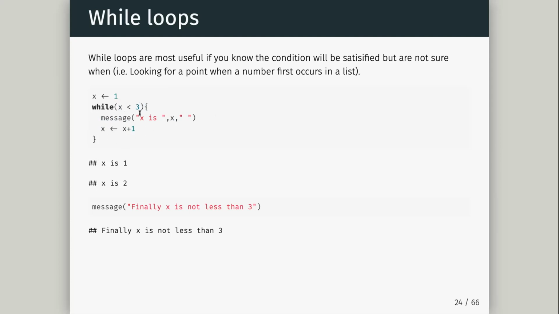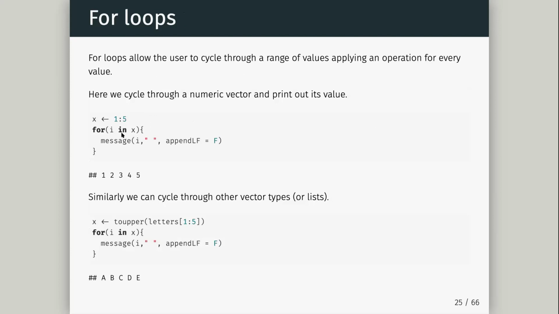The really important thing of this while loop is that this line exists. If I remove that line, x will never be greater than 3, so it will just keep on going and keep on going and keep on going. At the end of this, I've added a message just to say we got a nice example of that.